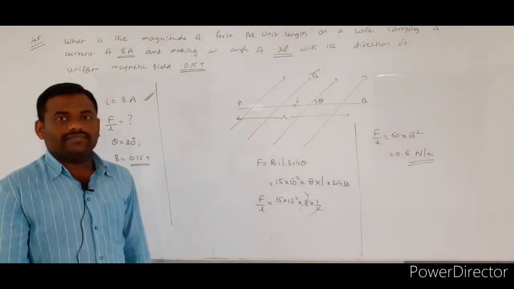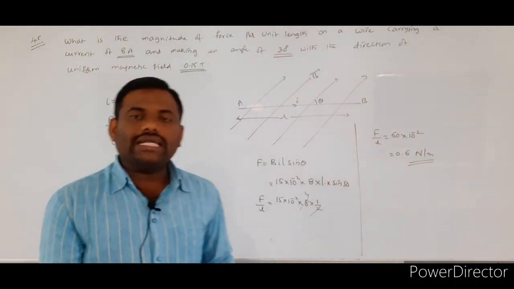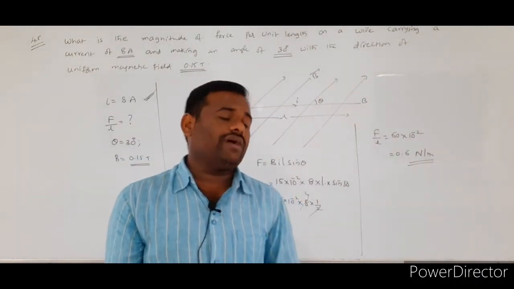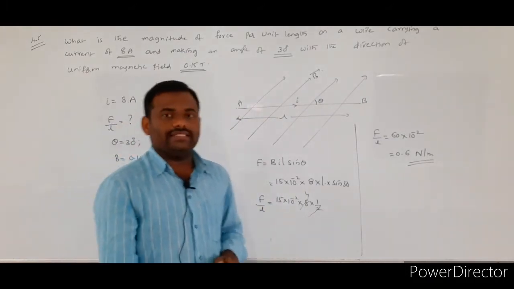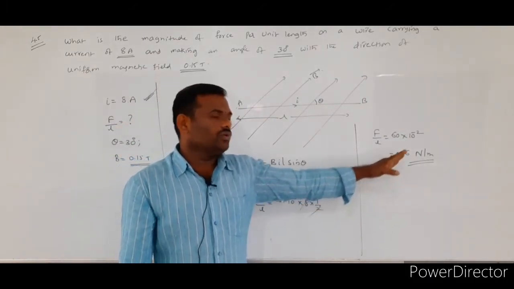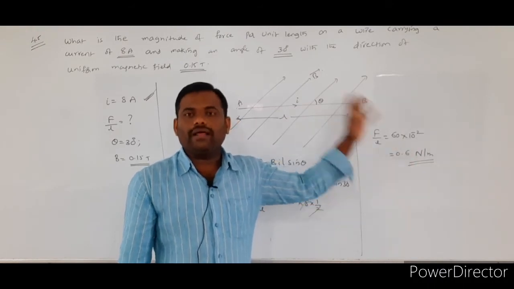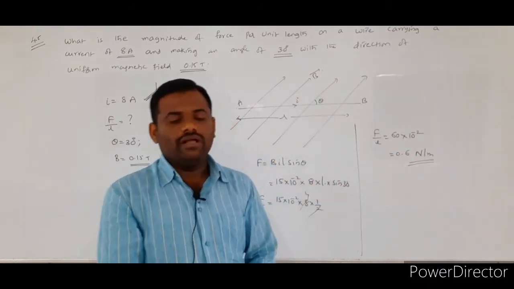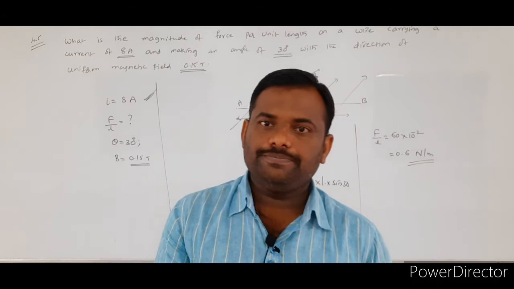So the required answer is what? Force acting per unit length along the length of the conducting wire. F by L is equal to 0.6 Newton per meter. So this is the answer of the problem number 4.5.